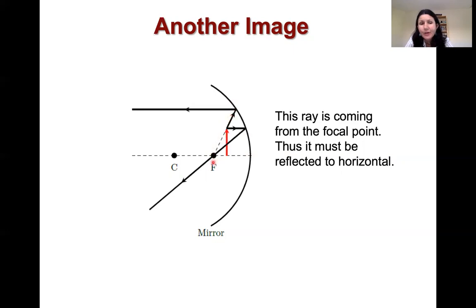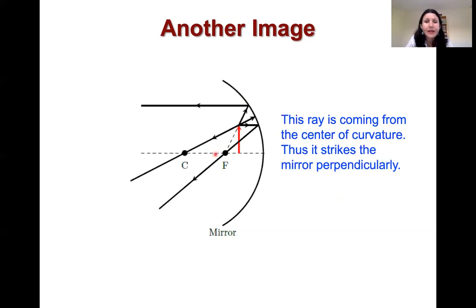Again, this is just geometry, because remember, any parallel ray has to reflect through the focal point, but now we're just doing it backwards. So the ray that is lined up with the focal point, hitting the mirror, reflects back parallel. And then our third principal ray is the ray that would go through the center. It's lined up with the tip and the center, and it just reflects exactly in that same direction because that ray hits the mirror perpendicular.